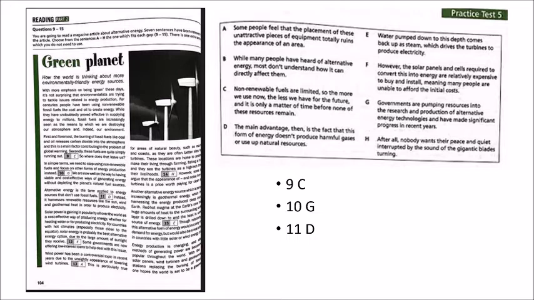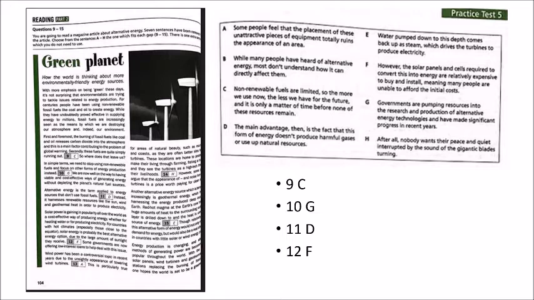Number 11, the correct answer is letter D. And it says the main advantage then is in fact that this form of energy does not produce harmful or damaging gases or use up natural resources. Number 12 is letter F.